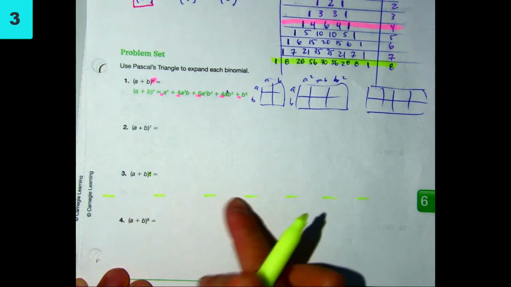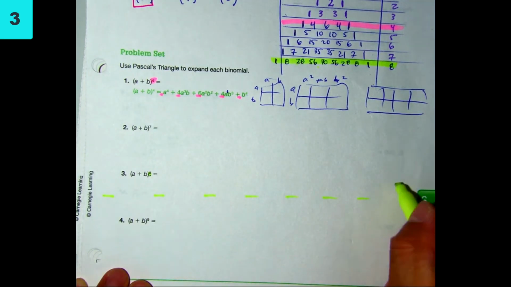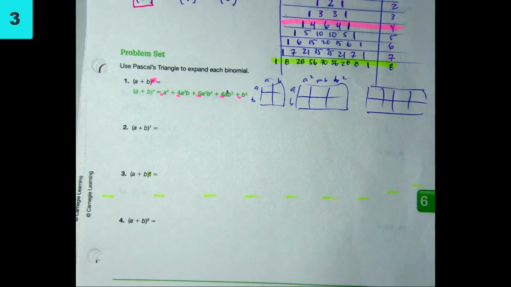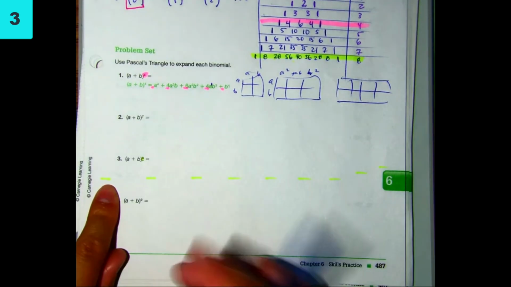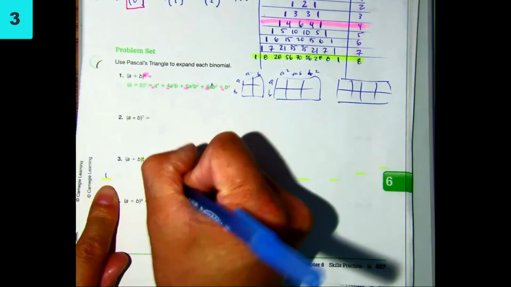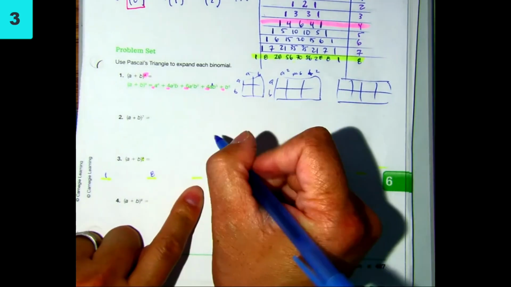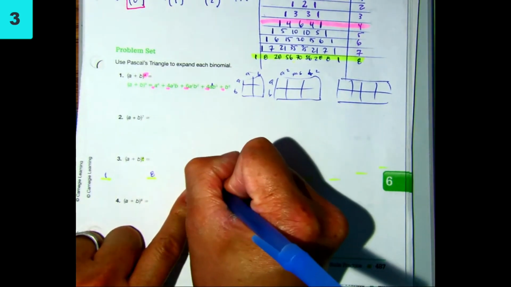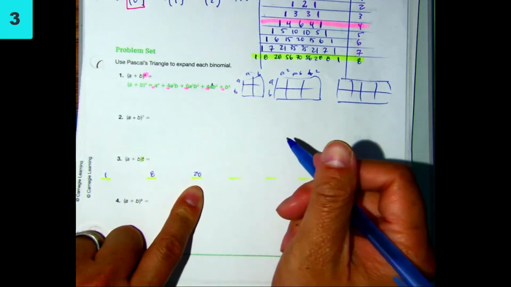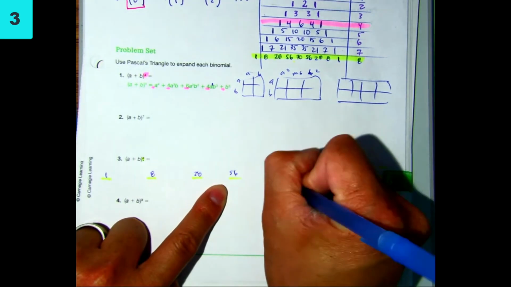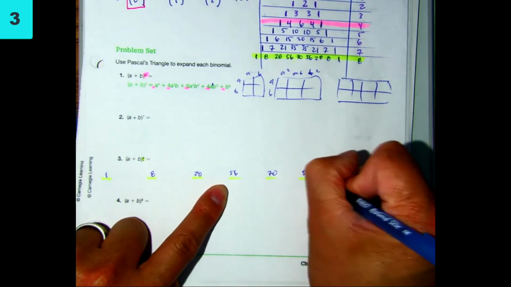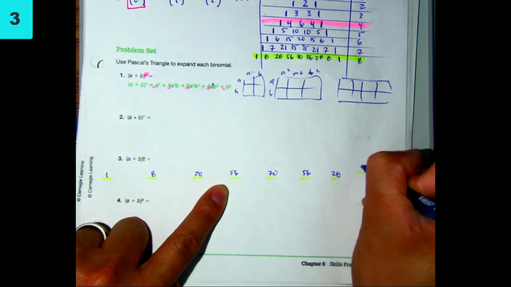2, 3, 4, 5, 6, 7, 8, and let's go up here 9. And now I'm going to write down the coefficients. 1, 8, 28, 56, 70, 56, 28, 8, and 1.